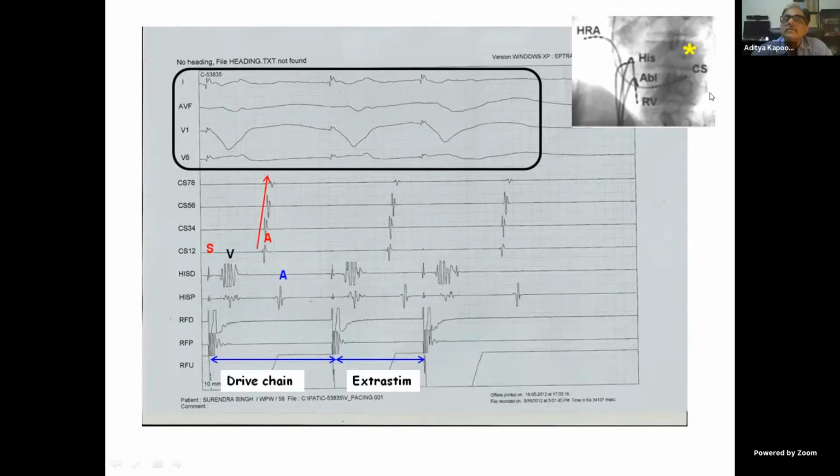Everybody understands? If there is any confusion, I can repeat it, because these are simple things, but if you understand it once, there will be no problem. Earlier, if there had been His bundle conduction, this A would be somewhere here, right? This is the His bundle, lying outside. This we call eccentric activation of the CS, right? That one was concentric, this one is eccentric.